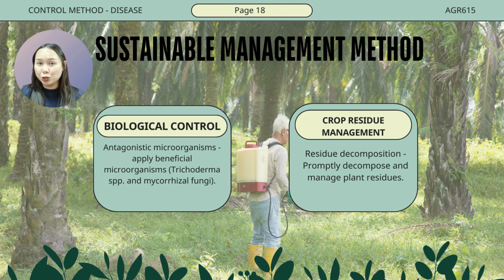Sustainable management method to control Fusarium wilt disease. First is biological control. Apply beneficial microorganisms such as Trichoderma species and mycorrhizal fungi to the soil. These organisms can compete with and suppress Fusarium oxysporum. Next is crop residue management. Promptly decompose and manage plant residues to reduce the survival and spread of the pathogens.